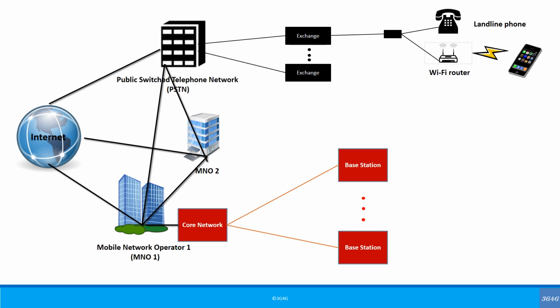So if we look back at the PSTN, this was connected to the many different exchanges and it works in a similar way. So the mobile network operator connects to the core network, which connects to the different base stations. The core network connects to the base stations via a link called backhaul.